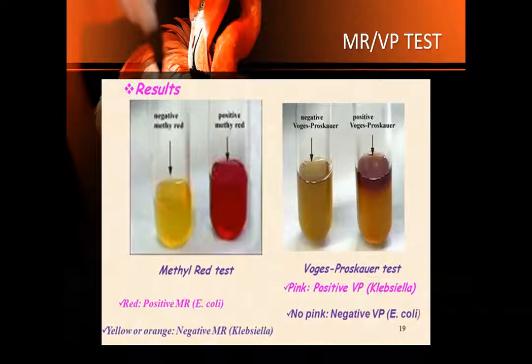Okay, you can easily observe in the left-sided diagram, the methyl red test, MR test is here. So a positive reaction shows pink color or red color in the solution. So E. coli is MR positive and E. coli is VP negative. On the other hand, Klebsiella is MR negative and VP positive. Okay, so these are actually tests to identify between organisms of Enterobacteriaceae.